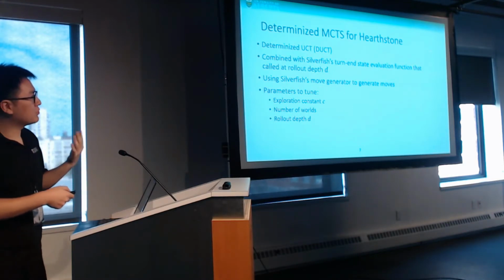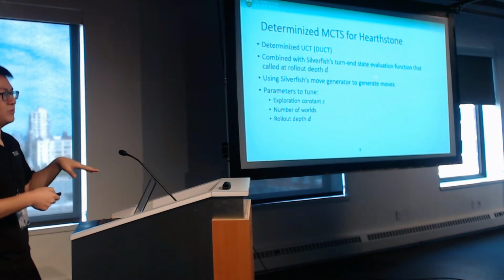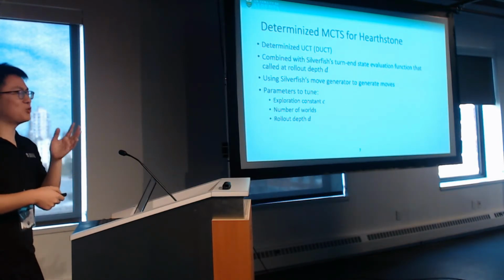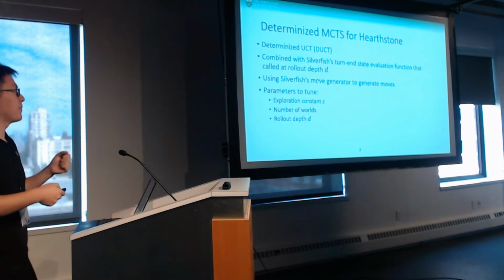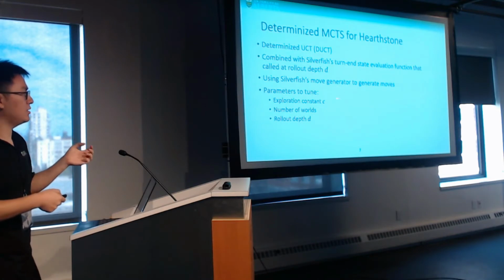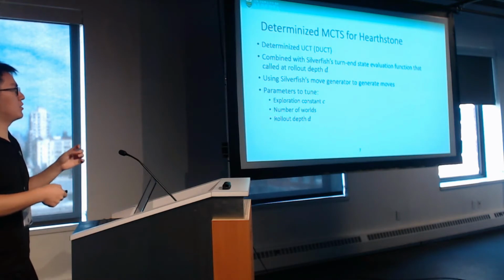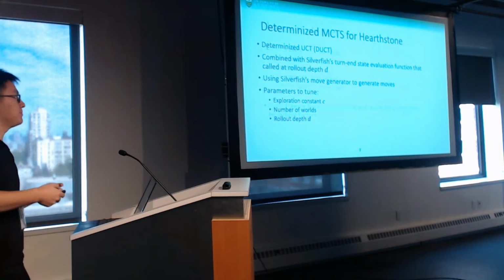And we also use the in-game move generator to generate the moves in both the in-tree and the simulation phases. And for this algorithm, there are 3 parameters to tune. The first one is the exploration constant C in the UCT formula, and the other 2 are the number of worlds and the rollout depth.